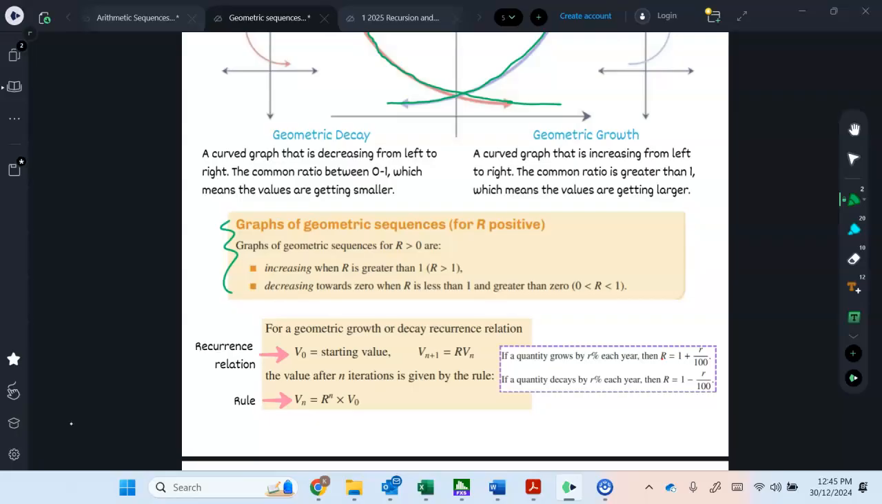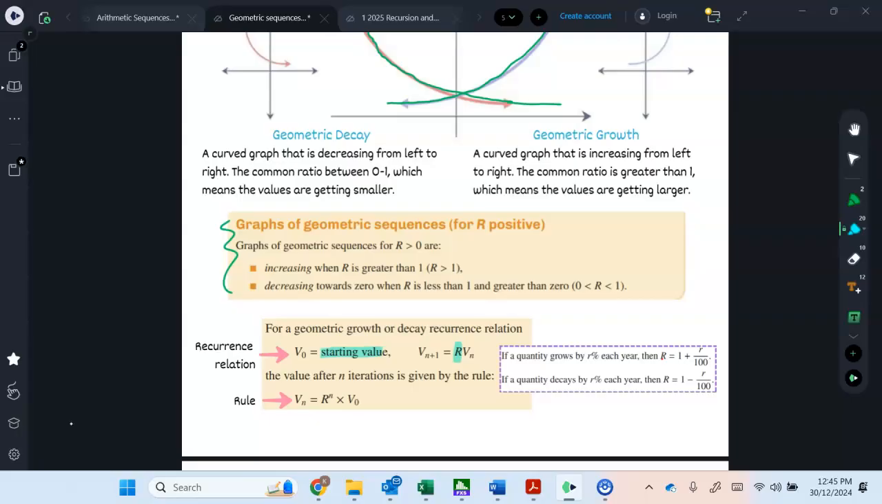All right, so let's have a look at the recurrence relation. Again, you've still got this V0 business, and now we've got the starting value, which also means the initial value. I just realized it said initial value on the arithmetic sequence, but same thing. And your common ratio. So they're the two things that will change for a recurrence relation. So make sure you remember that.